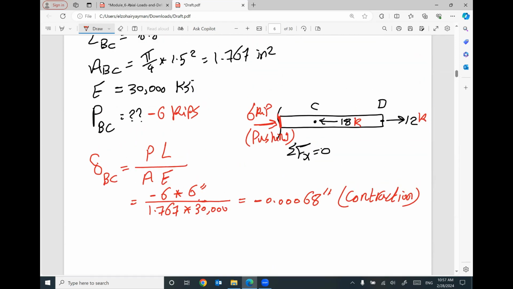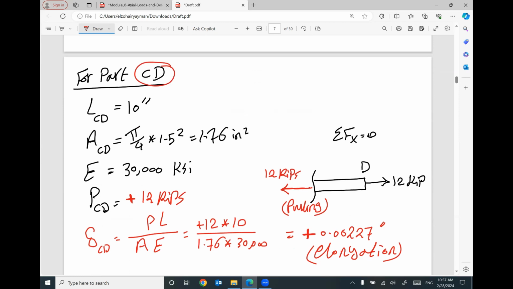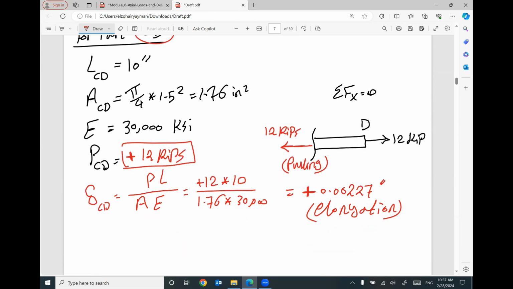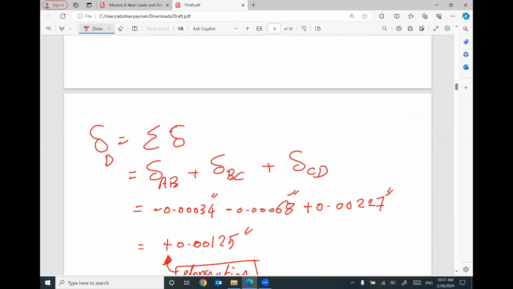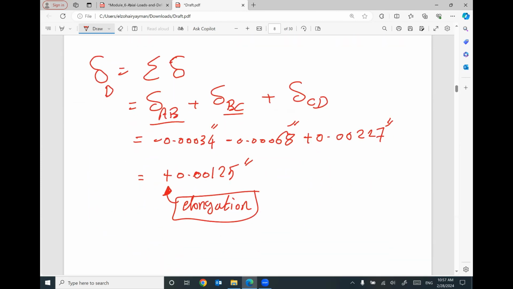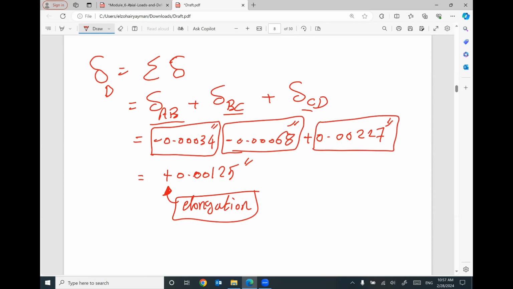If the force is compression, we will have negative change of the length, meaning contraction. If the applied force is tension, we will have positive change in the length, which is elongation. But when you add these elongations for these parts together, make sure you include the sign for each change of the length. Sometimes we have contraction, sometimes we have elongation. If the final answer is positive, we will have elongation. If the final answer is negative, we will have contraction as a final conclusion.